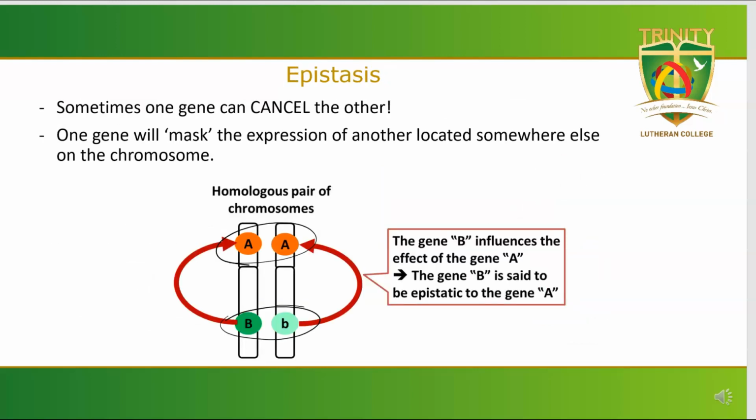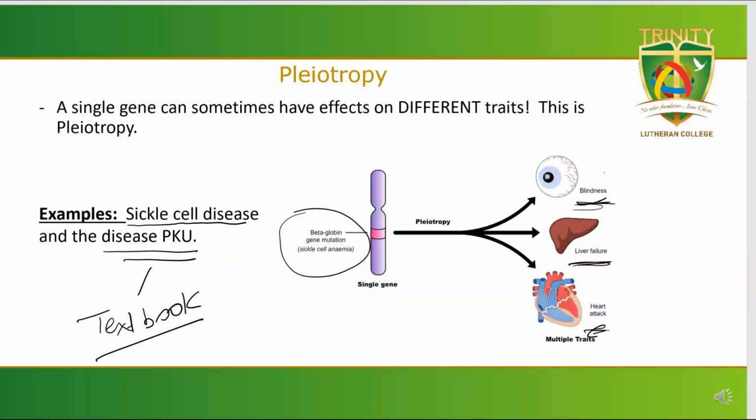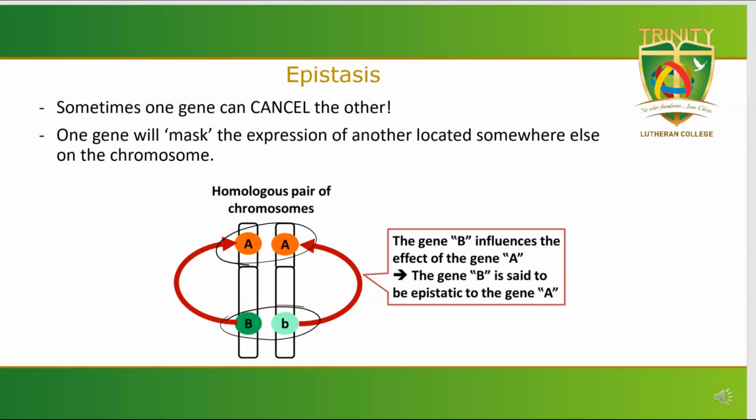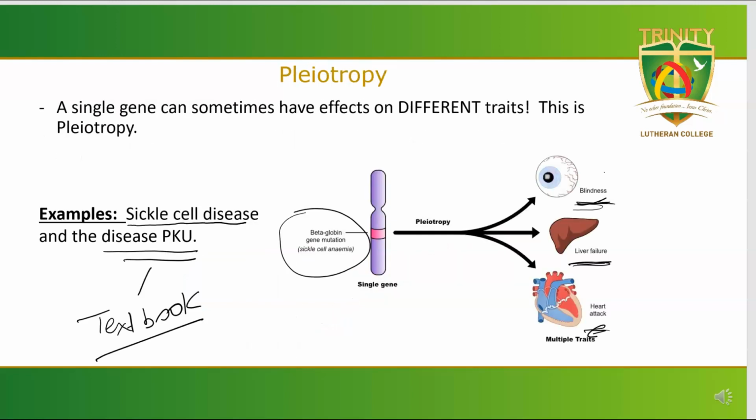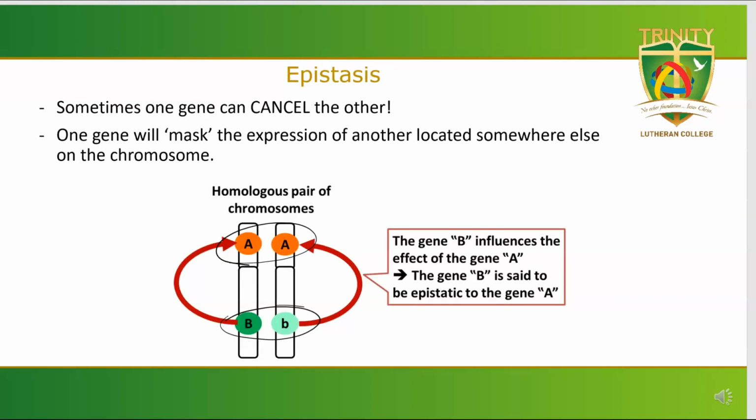The last one we're going to talk about today is epistasis, because I find that a lot of students mix up pleiotropy with epistasis. Remember, pleiotropy, one gene, lots of different effects. Epistasis, however, is when one gene can cancel the other. So if I've got gene B and it can actually switch off gene A, then we say that gene B is epistatic to gene A.